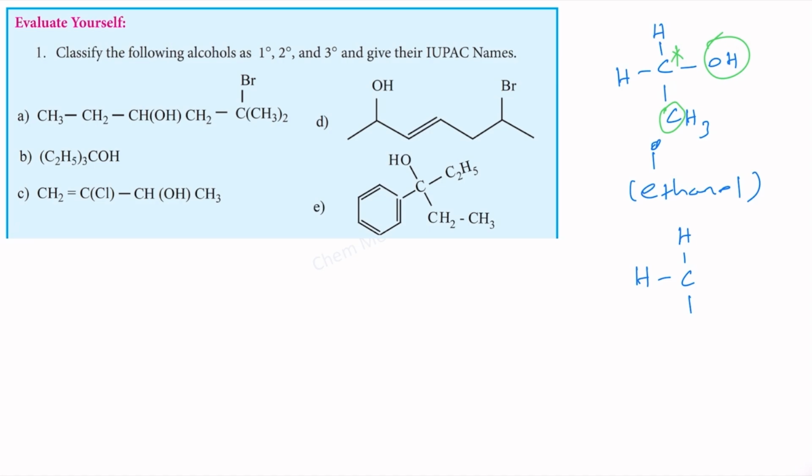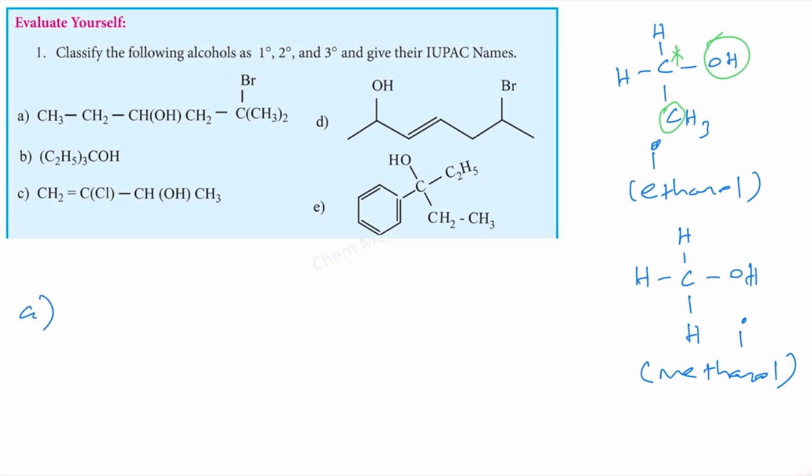Even though the carbon atom bearing the OH group is not directly connected to any other carbon, because in methanol we have only one carbon atom, however, we still call this a primary alcohol. This is the only exception. Otherwise, all we need to see is the carbon atom bearing the OH group is connected to how many carbon atoms. If it is connected to one carbon, then it is a primary alcohol. If it is connected to two carbons, then it is a secondary alcohol. If it is connected to three carbons, then it is a tertiary alcohol.